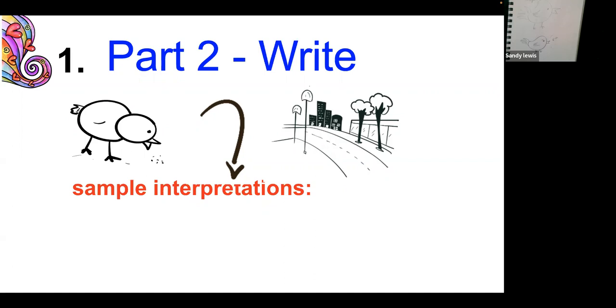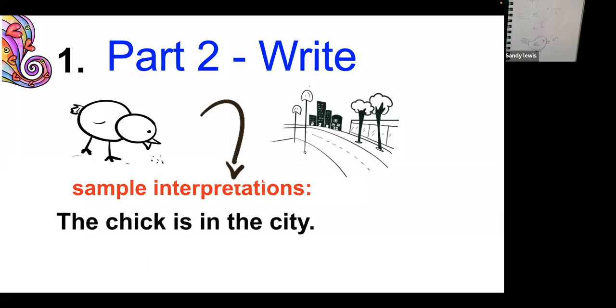Raise your hand. What do you think? Okay, le poussin jumps, could be goes, could be walks, right? To the city. Okay. So a sample interpretation. I say, tell me what you think. Le poussin va en ville. Le poussin saute dans la rue, jumps in the street.